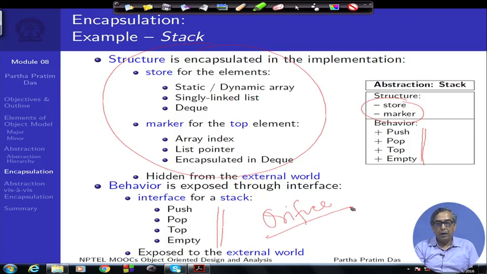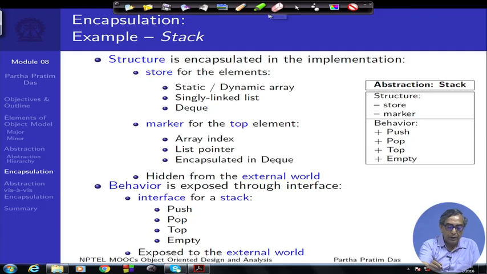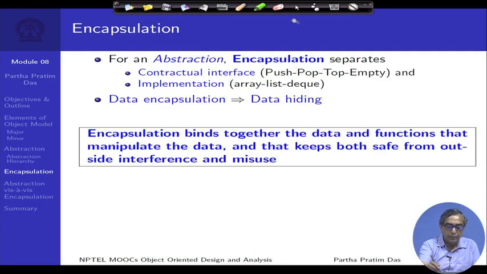You may have a stack which is on an array, or on a list or on a deque, you just really do not care as long as your orifice is the same, your use model is the same. So, that is a basic property of encapsulation. It hides certain interesting parts of the implementation from the contractual interface.